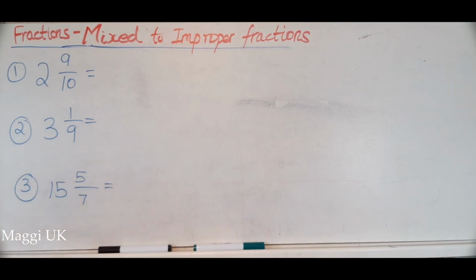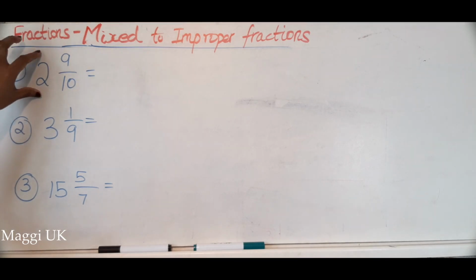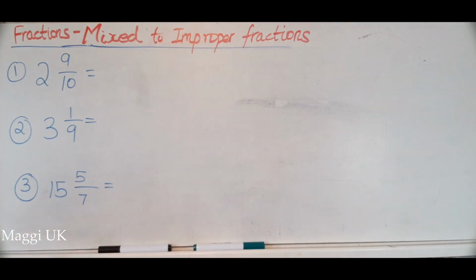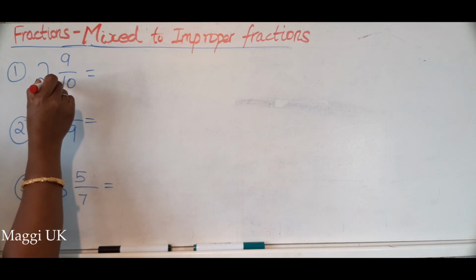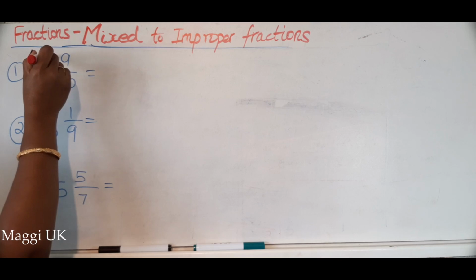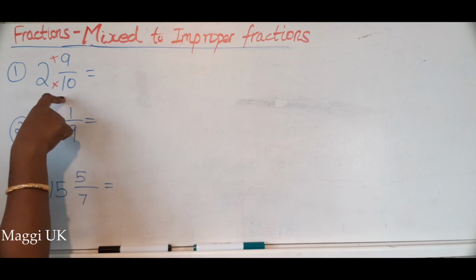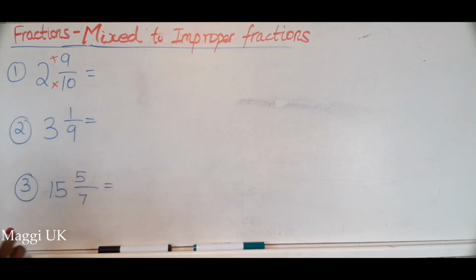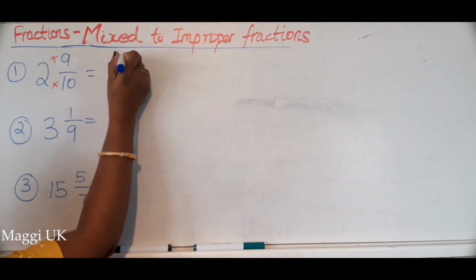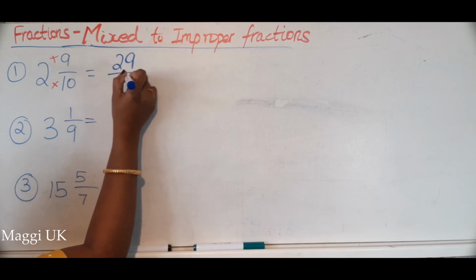Okay, this time we are going to do mixed to improper fraction. So we already did improper to mixed. So everyone now knows how the mixed number should look like. So now you know how the improper number will look like. So now if you have the mixed number like this, what we need to do first is you need to times this one, and then after when you times it, you need to add this one to bring your answer. So which is 2 times 10 is 20. 20 add 9 is 29. So your answer is 29 over 10.